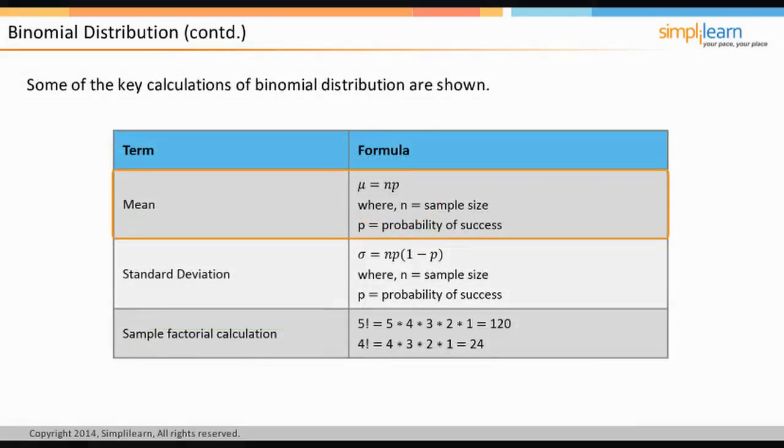The mean of a binomial distribution is denoted by mu and is given by n multiplied by p. The standard deviation of a binomial distribution is denoted by sigma, which is equal to the square root of n multiplied by p multiplied by (1 minus p). The method of calculating factorials, say factorial of 5, is the product of 5, 4, 3, 2, and 1, which is equal to 120. Similarly, factorial of 4 is the product of 4, 3, 2, and 1, which is equal to 24. Let us look at an example of calculating binomial distribution in the next screen.